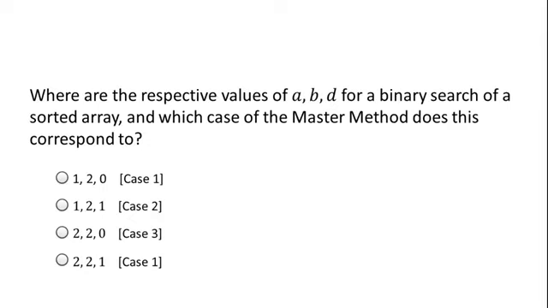So the correct answer is the first one. To see why, let's recall what A, B, and D mean. A is the number of recursive calls. Now, in binary search, you only make 1 recursive call. This is unlike merge sort. Remember, you just compare the element you're looking for to the middle element.